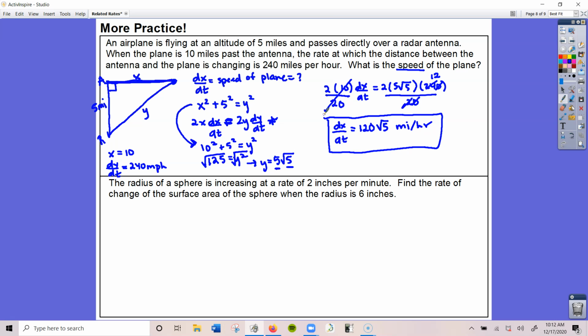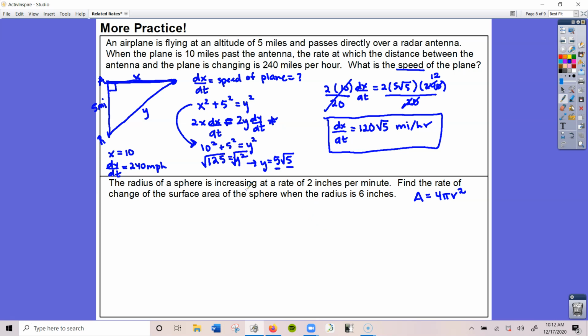Last question here. The radius of a sphere is increasing at a rate of 2 inches per minute. Find the rate of change of the surface area of the sphere when the radius is 6 inches. And as a reminder, the surface area of a sphere is 4 pi r squared.